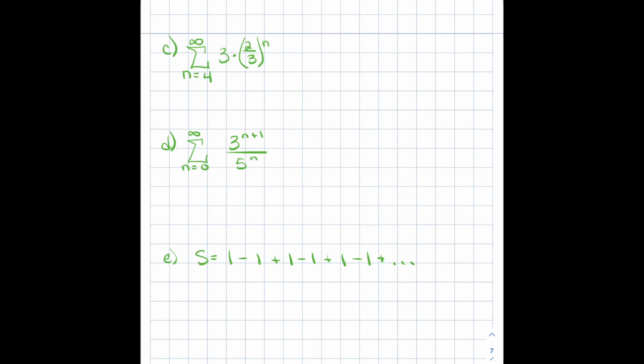Okay, there are a couple ways you can go about doing this. What I can see is that this kind of looks geometric because it's 3 times 2/3 to the n. However, we're not starting at 0. So what I could do is make a horizontal shift. If I shift everything 4 to the left, in other words, I want this to start at 0, I can write this as n equals 0 to infinity. And what that would mean is I would have n plus 4 then.